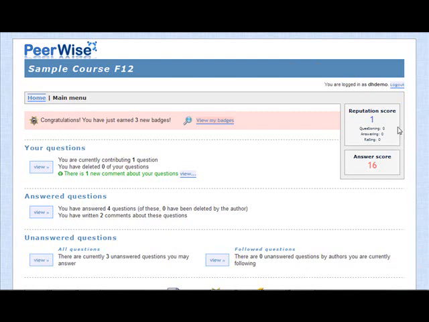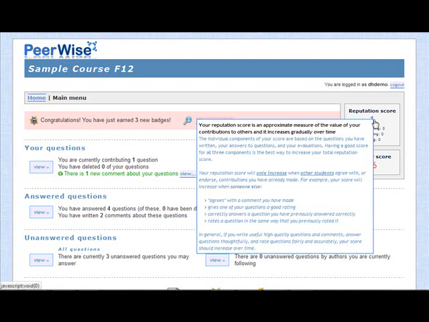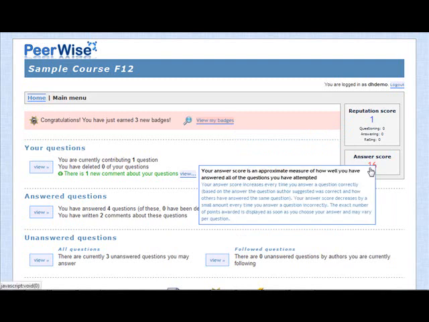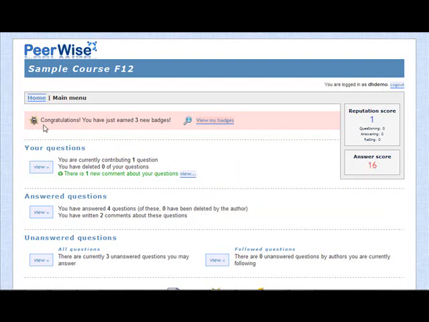One is reputation score, and that is the approximate measure of the value of your contributions to others. So again, how much value do others see in what you have brought to the group? And your answer score, which is the approximate measure of how well you've answered the question. So this number will go up if you correctly answer a question, and will go down if you incorrectly answer a question.